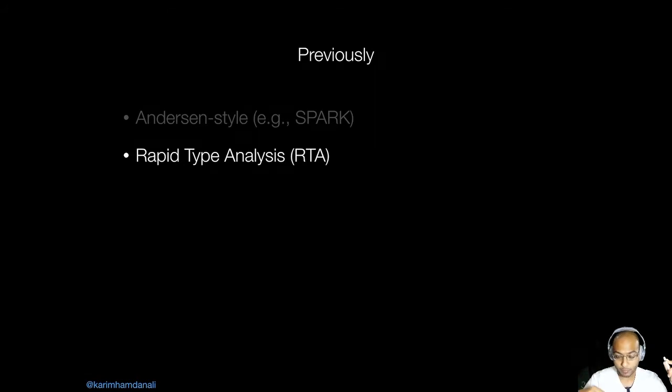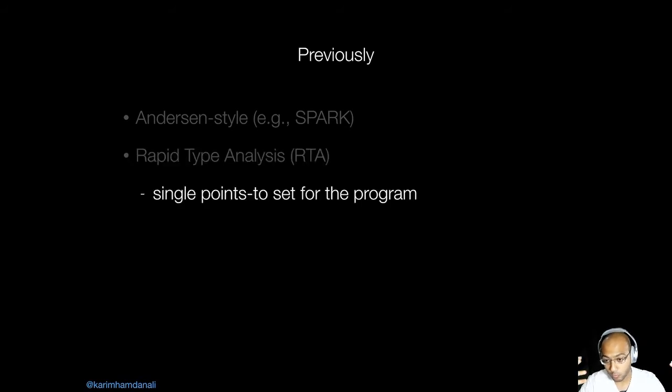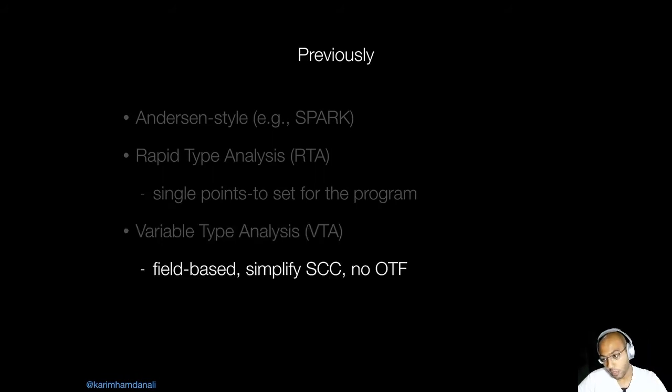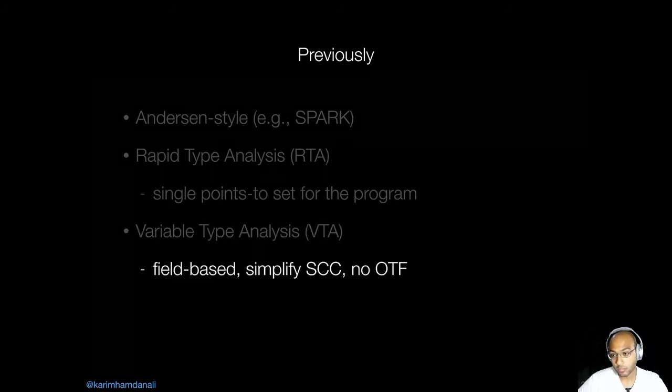We have also talked about rapid type analysis, RTA, with a single points-to set for the program. So this is another way of thinking about it. Rather than having a points-to set for every single variable in the program, you basically have one large points-to set for the whole program, and all the objects are there. Variable type analysis, or VTA, we've said that it's field-based. The main thing is that we need to simplify the strongly connected components in the pointer assignment graph, and there is no on-the-fly call graph construction in this case. So you cannot compute all the relationships together using that work list algorithm.